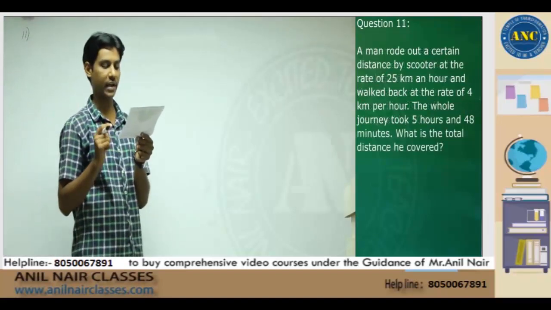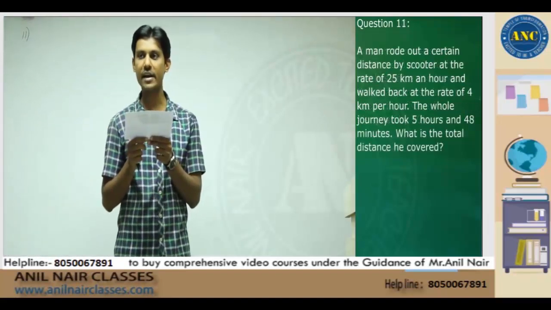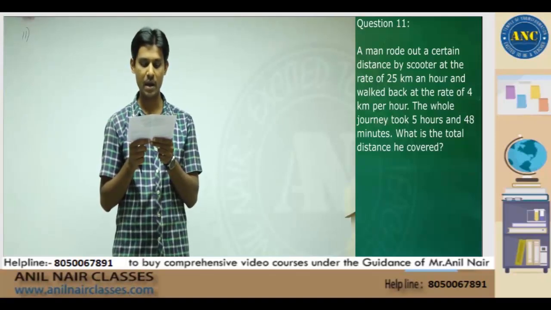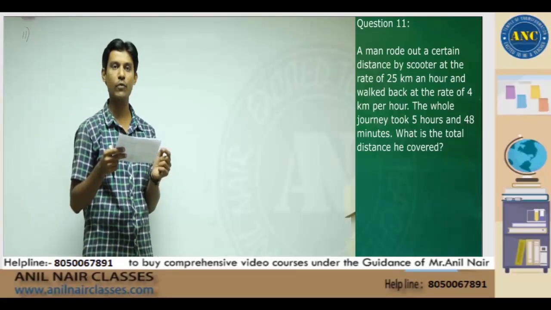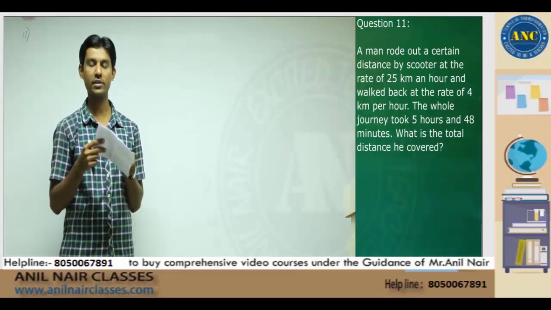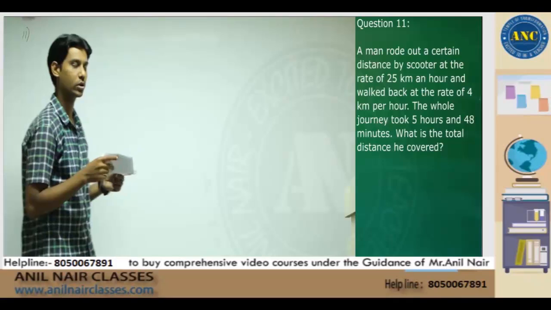A man rode out a certain distance by scooter at the rate of 25 km per hour and walked back at the rate of 4 km per hour. The whole journey took 5 hours and 48 minutes. What is the total distance he covered?